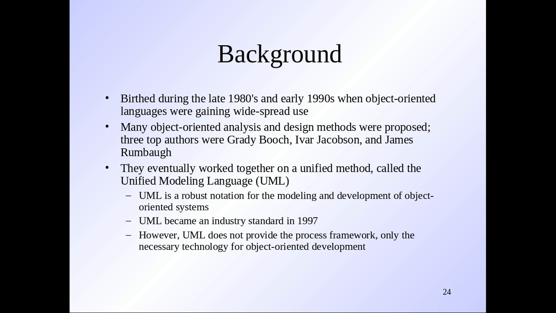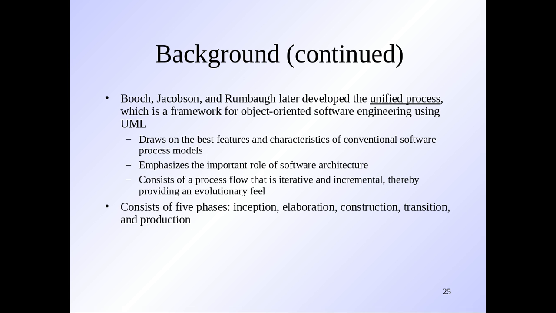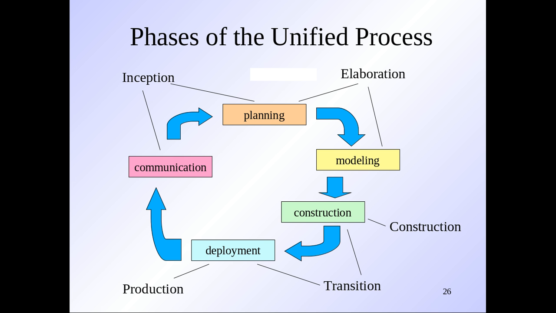UML is very easy to use. UML does not provide the process framework. It only gives the necessary technology for object-oriented development. The unified process has five phases: inception, elaboration, construction, transition, and production. That should be the most important part. It draws the best features and characteristics of conventional software process models. Now these are the phases.